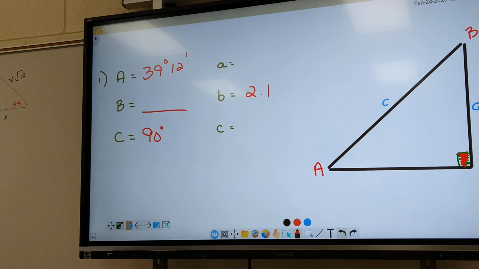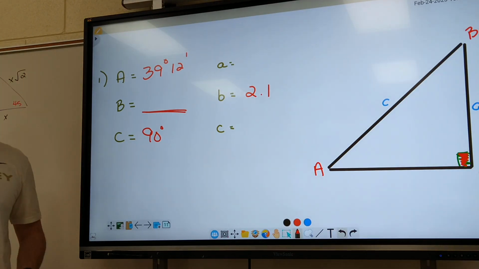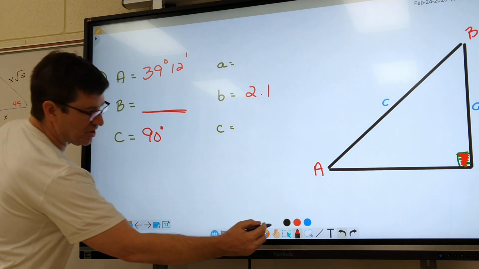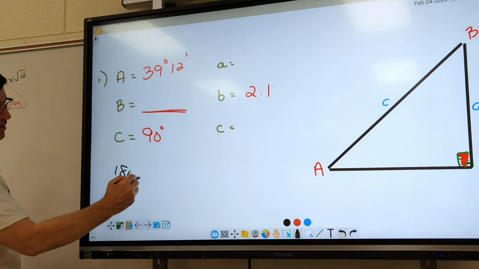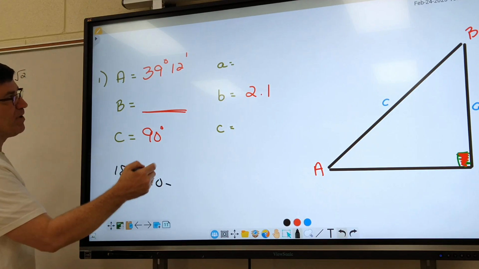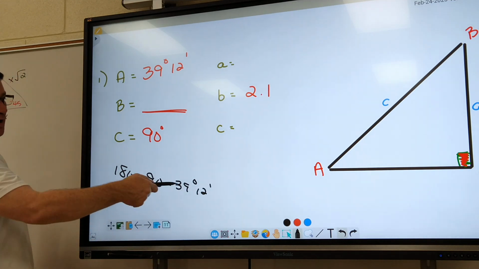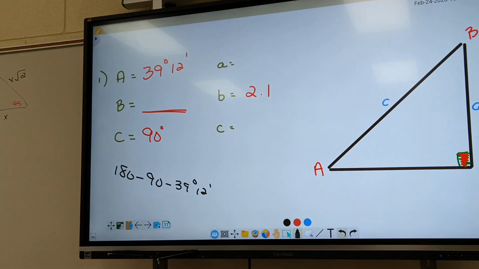39 degrees, 12 minutes. All right, so Matthew, we can actually find this angle before we do anything else, because I know if I add up the 3 angles in a triangle, it's got to equal how much? So what I want y'all to do on your calculator, this is all done on the calculator. Take 180 minus 90 minus 39 degrees, 12 minutes. You will have to type in your degree symbol and your minute symbol on that. Type it in your calculator. Let's see what we get.